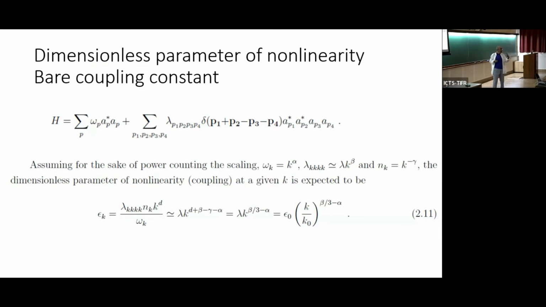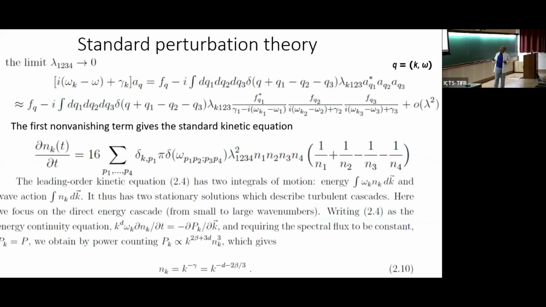What is the analog of a small coupling here? You say that this will be just the ratio of your quartic term in the Hamiltonian, which you can estimate like this, to your quadratic term in the Hamiltonian. And you expect this quantity to be small. And at that point, you expect that your kinetic equation has this solution which Zakharov found in his PhD. This is a steady solution of this equation.